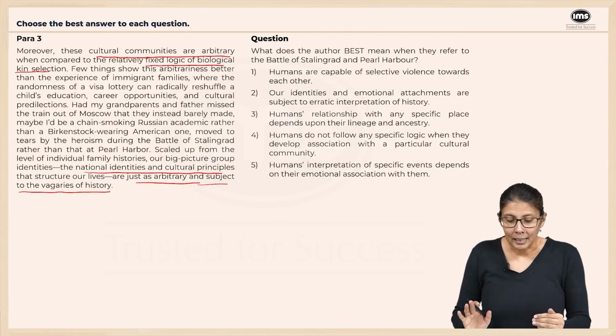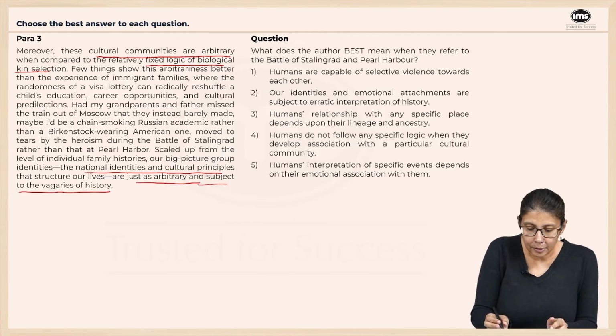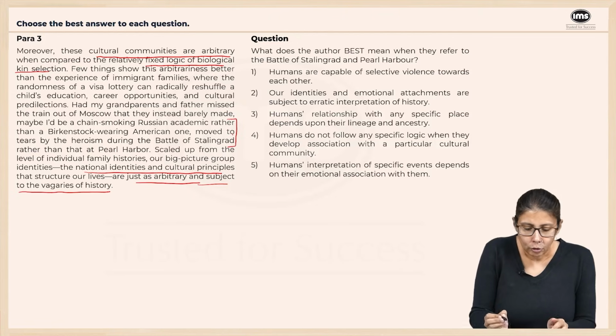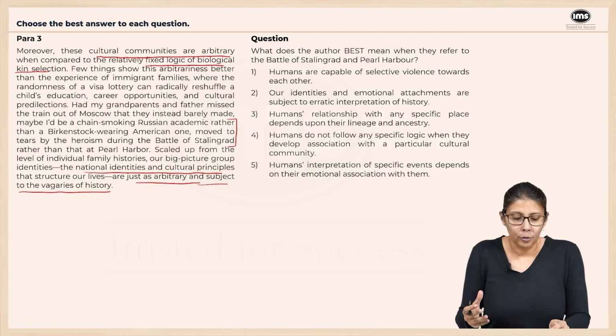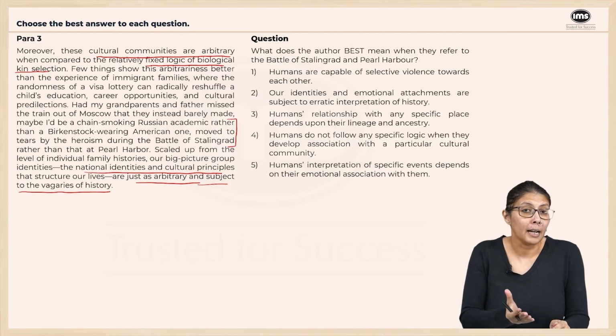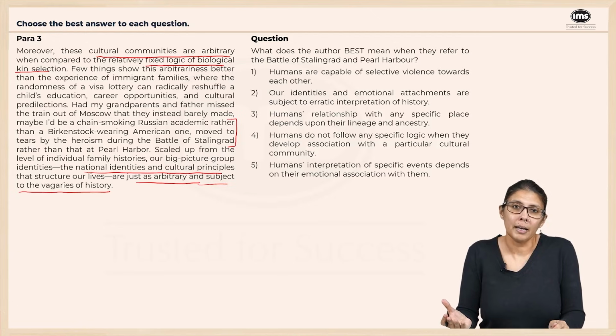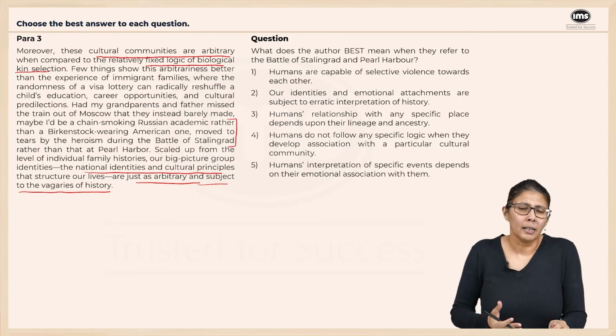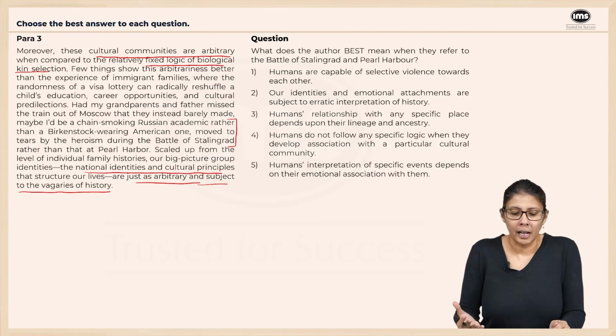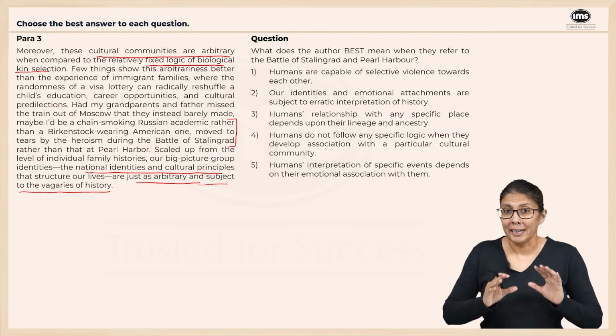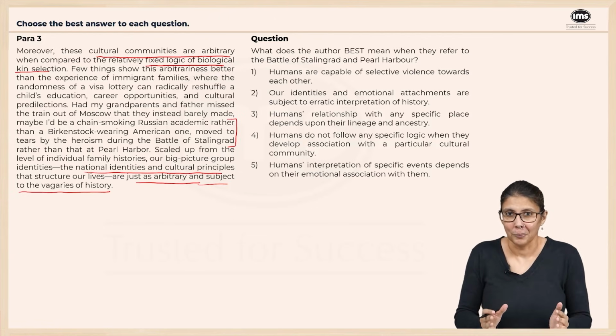Now, where is the Battle of Stalingrad and Pearl Harbor mentioned specifically here? So we're trying to say that depending on whether I identify as a Russian, which I might have if my family had not immigrated to America, or whether I identify more as an American, I am going to be moved either by the Battle of Stalingrad or Pearl Harbor. It depends on what my cultural connectedness tells me to do.